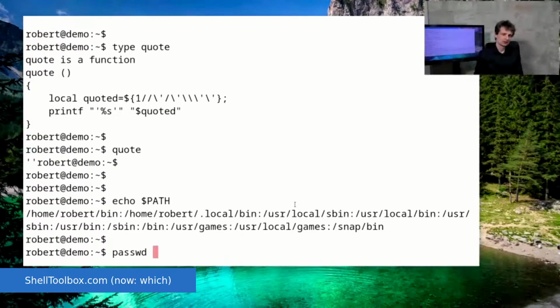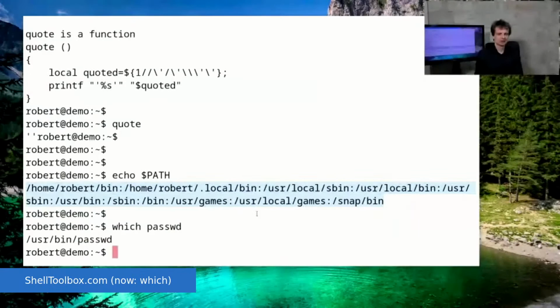And if you want to know where this file is located, you can simply use the which command. Which is a shell built-in, a command that can be used for finding an executable file within this list of predefined directories. So which passvd shows me that passvd is located within /usr/bin/passvd.